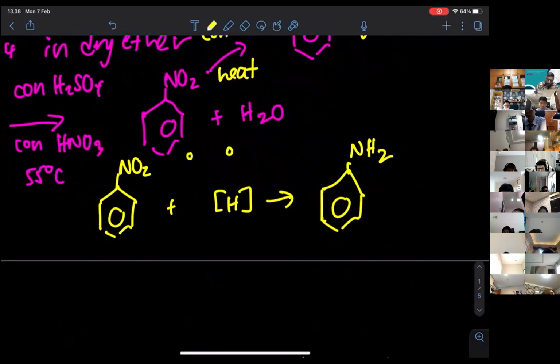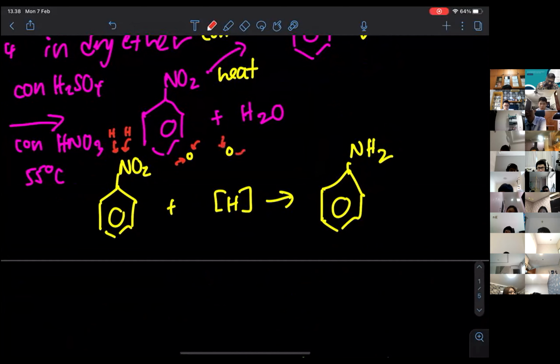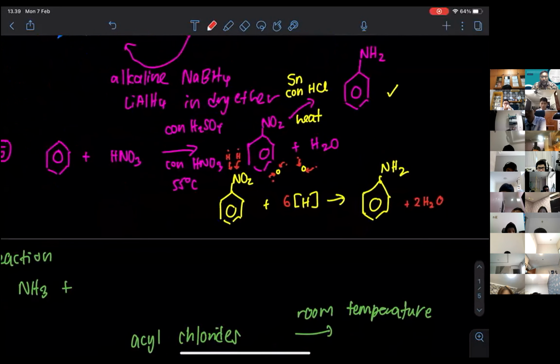Okay, so you will need 2 hydrogen that came in. So you need 2 hydrogen here, and 1 hydrogen here, 1 hydrogen here to form 1 water, another hydrogen here, another hydrogen here to form another mole of water. So you have 2 H2O. So how many hydrogen do you need? Total of 6 hydrogen: 1, 2, 3, 4, 5, 6. So you need to have that.